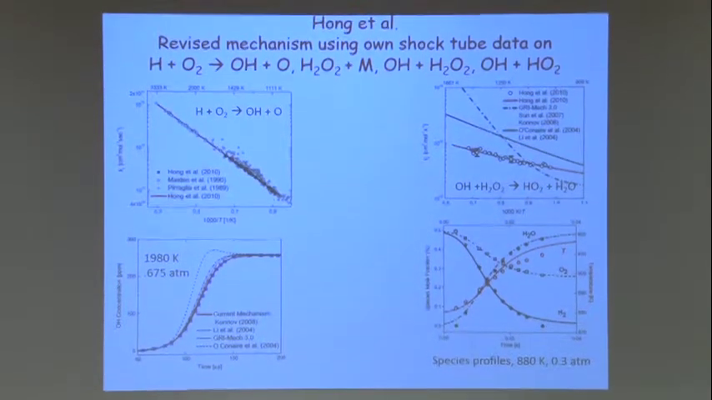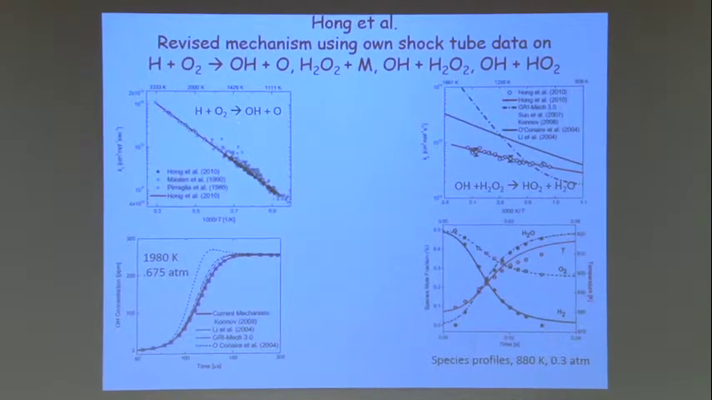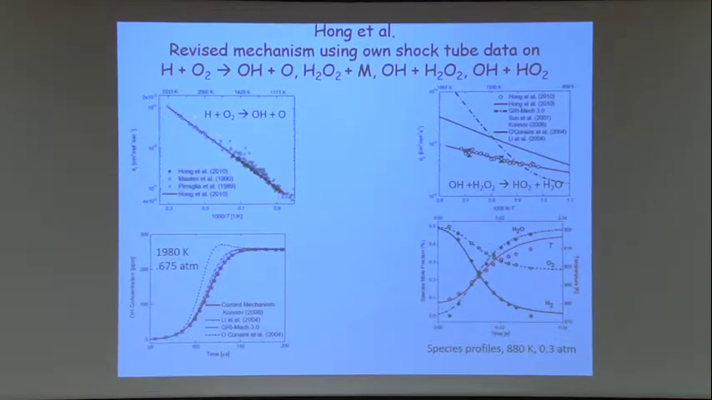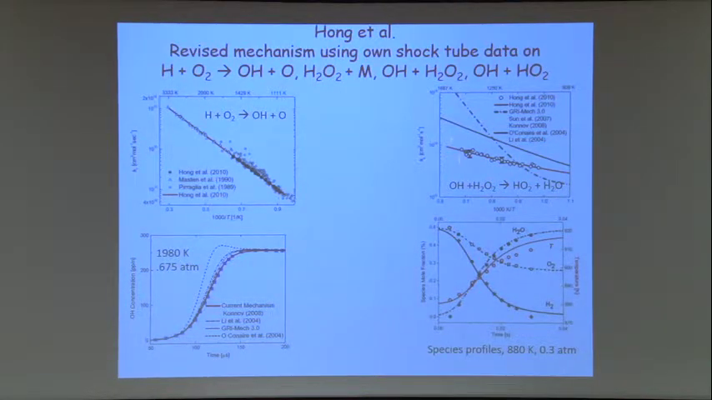And so this is Hong. So we've looked at these data before, H plus O2 going to OH. So he's revising the mechanism using these shock tube data and revising it specifically for the H plus O2 reaction and the OH plus hydrogen peroxide reaction with the data here. And you can see that there are quite significant changes in the value for this rate constant here.